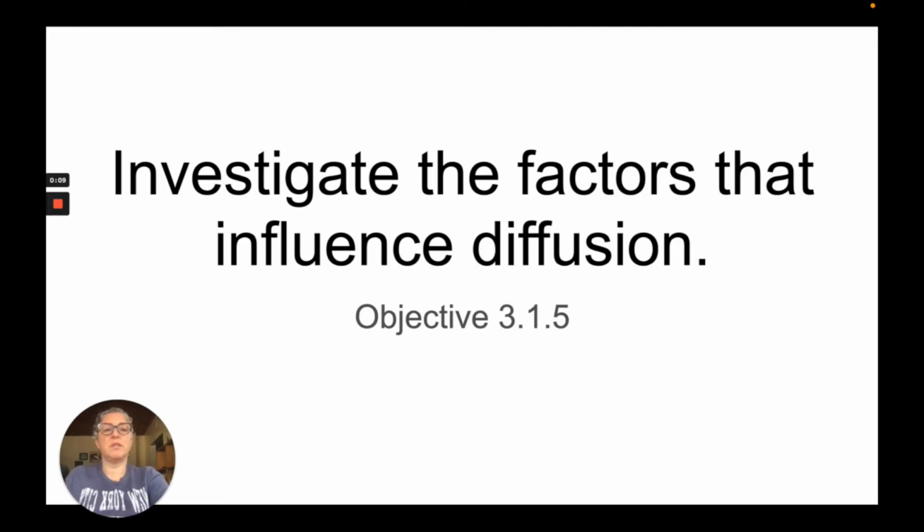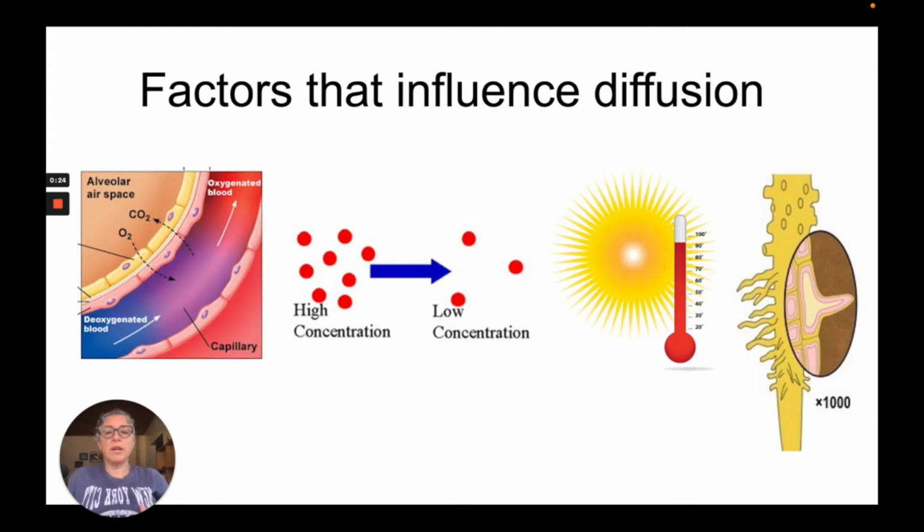This video covers the IGCSE Biology Objective 3.1.5 on the 2025 CAIE syllabus to investigate the factors that influence diffusion. So let's take a look at the overview of the factors that influence diffusion.